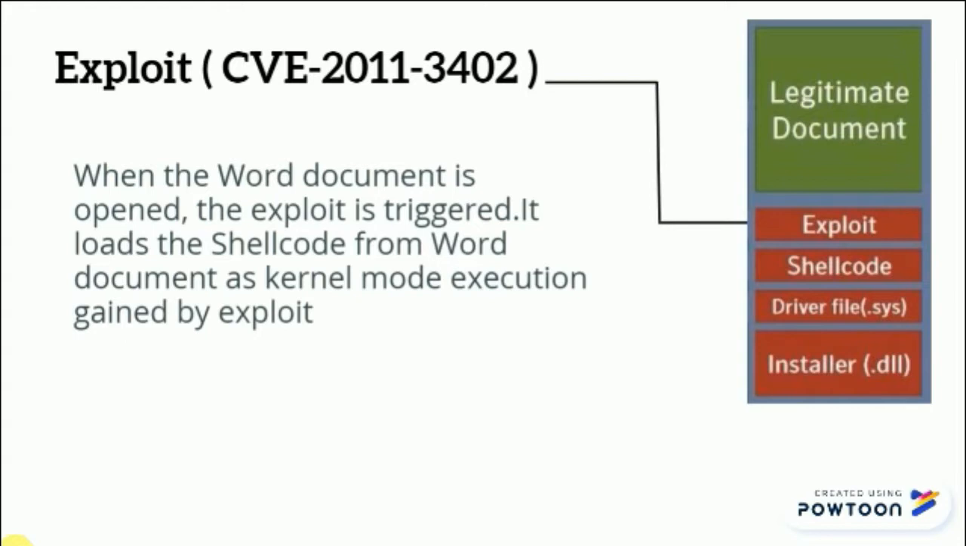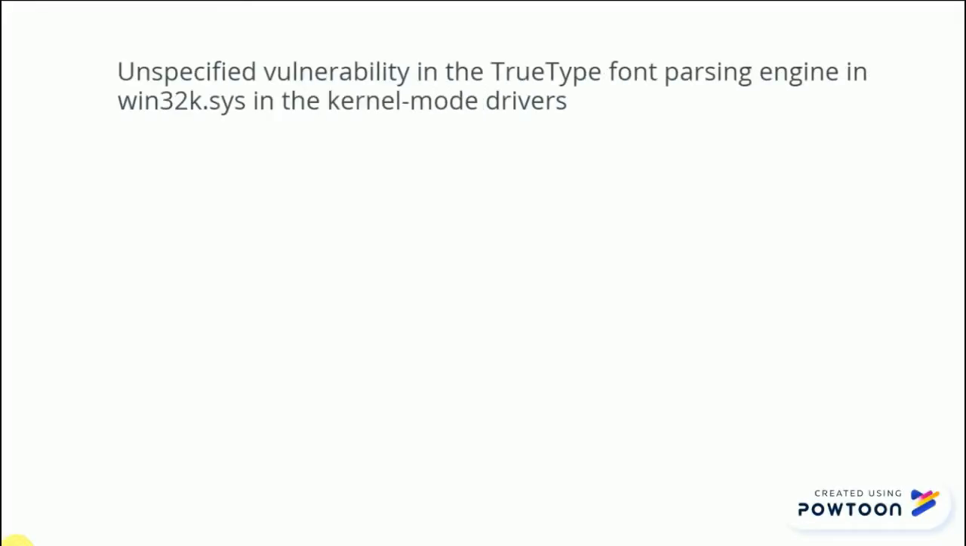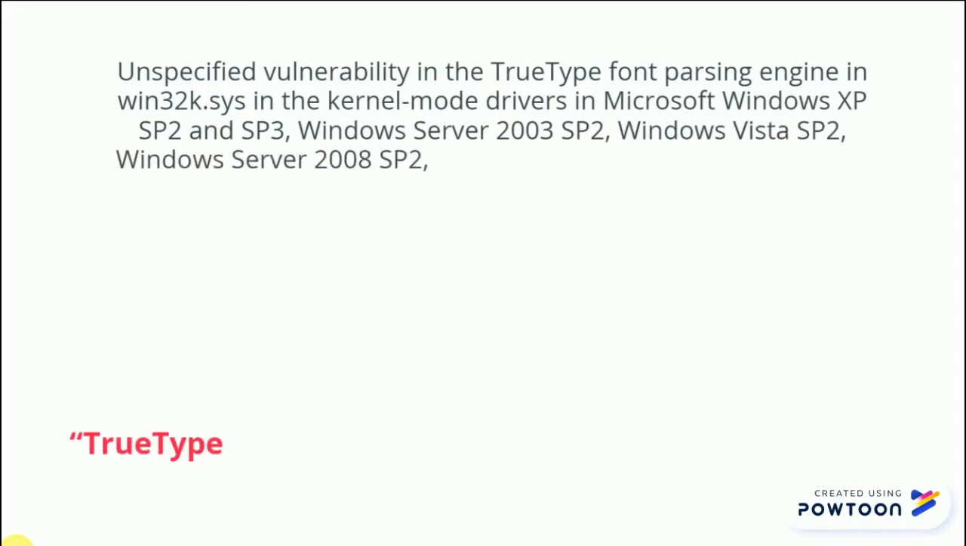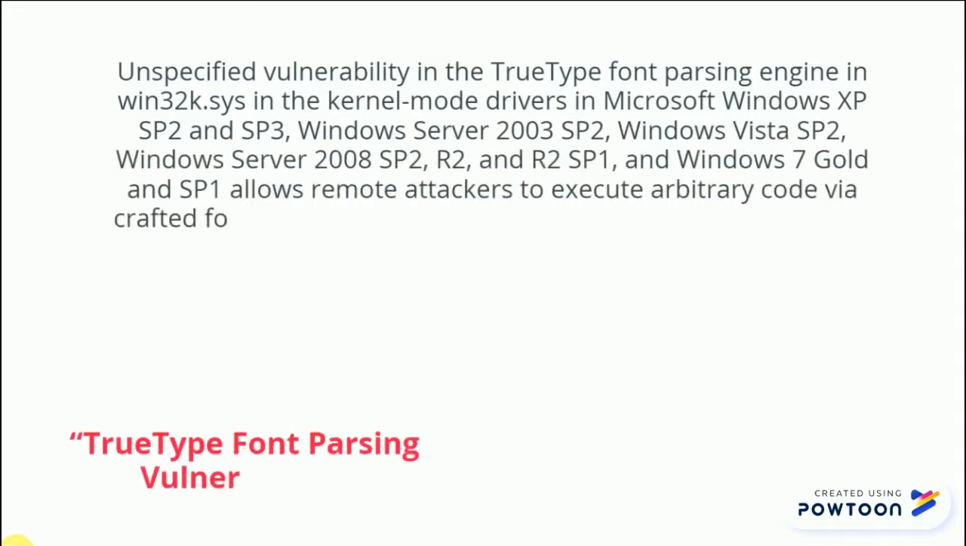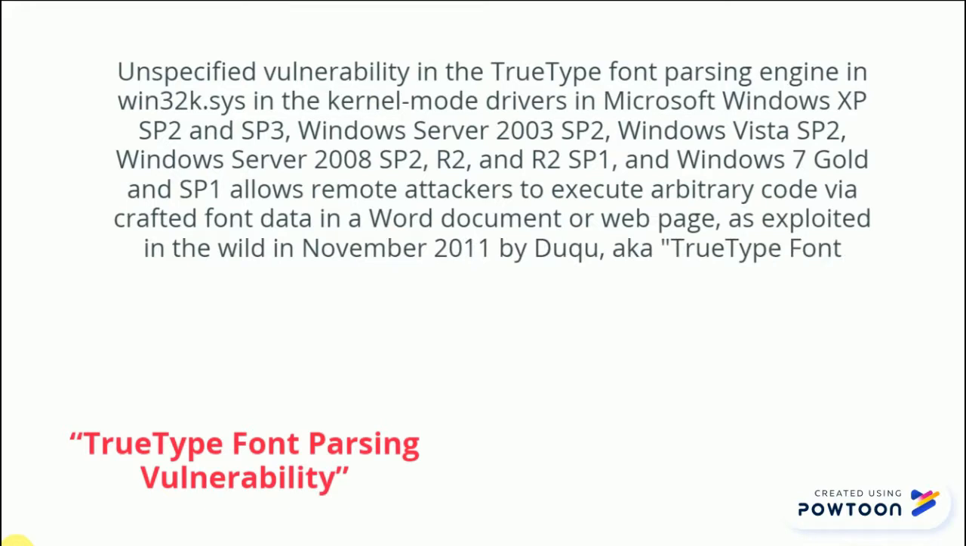Technically, the vulnerability used in this case is known as CVE-2011-3402, but non-technically it is the TrueType font parsing vulnerability. This is an unspecified vulnerability in the TrueType font parsing engine in Win32k in the kernel mode drivers in Microsoft Windows operating systems, which allows remote attackers to execute arbitrary code via crafted font data in a Word document or web page.